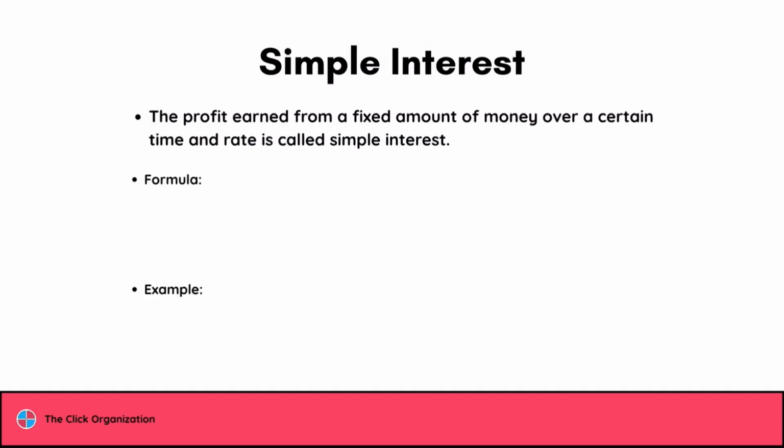We have two types of interest. One simple, second compound. The first one, simple. The profit earned from a fixed amount of money over a certain time and rate is called simple interest. So fixed amount of money, okay?